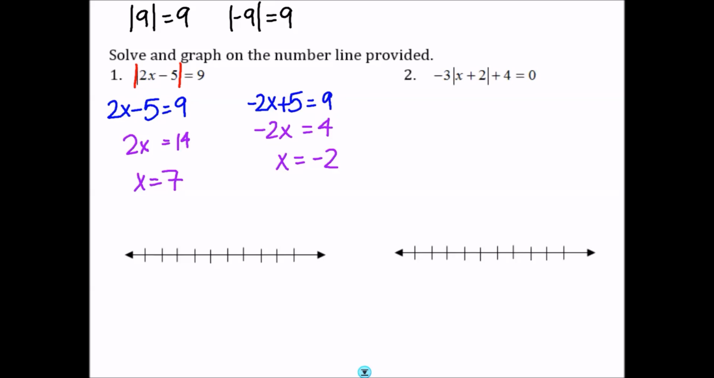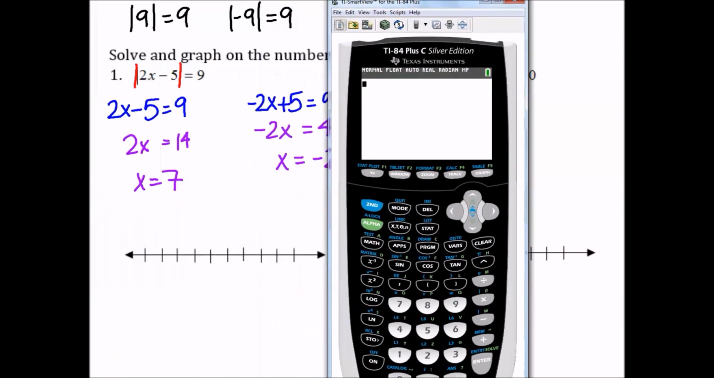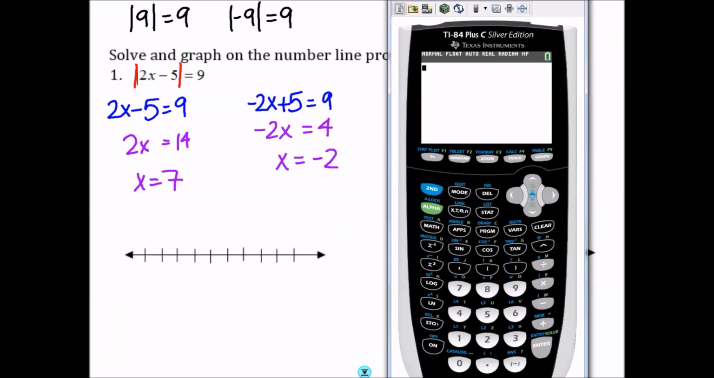Now we need to check our solutions. So you can do this by plugging 7 in for x in the original function. Always plug your answers into the original function. Or you could use the calculator. So let me show you how to check your answers on the calculator. You find the absolute value bars by clicking Math, going over to Num, and then the first choice, ABS, stands for absolute value. And you can see when you click on it that it brings up absolute value bars.